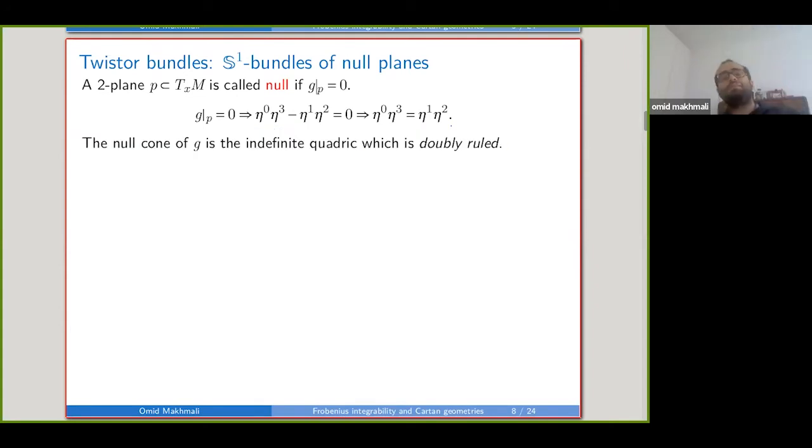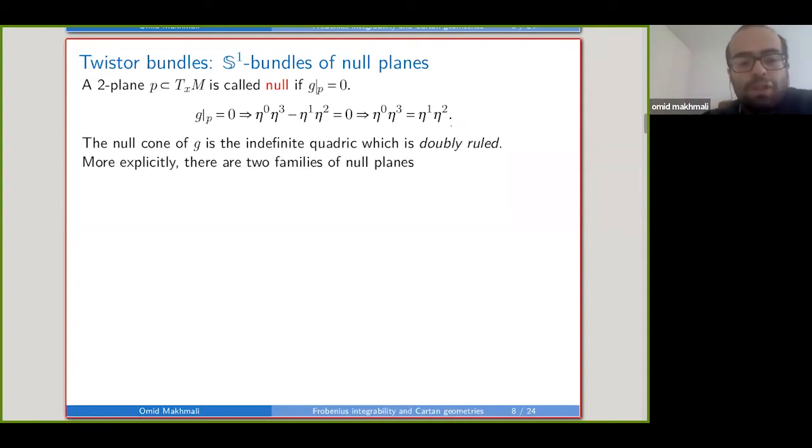And we know basically, if one thinks about it, the null cone of g of any indefinite conformal structure is the indefinite quadric, which when we projectivize gives, in an affine chart, the well-known hyperboloid, and it has two rulings. It's doubly ruled. But more explicitly, we can parametrize this double ruling by what's known as alpha planes. In this case, it'll be anti-self-dual. We don't need the notion of Hodge star or anti-self-duality. I'm just saying in case someone wants to check.